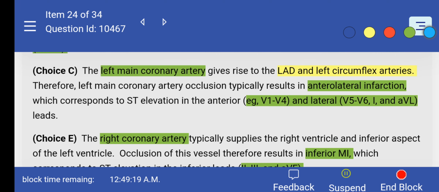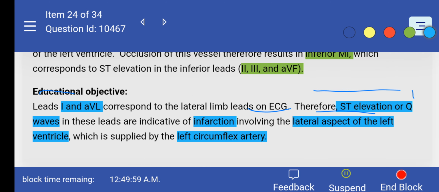Okay. Why not option C? Because the left main coronary artery gives rise to the LAD and left circumflex arteries, right? Let's say this is the left main coronary artery, that would give rise to the left circumflex artery and with that the LAD, left anterior descending artery, right? So lateral and this one anterior, right? Therefore, left main coronary artery occlusion typically results in anterolateral infarction, which corresponds to ST elevation in the anterior leads, that is V1 to V4, right? With that lateral V5, V6, 1 and AVL, right? Okay.